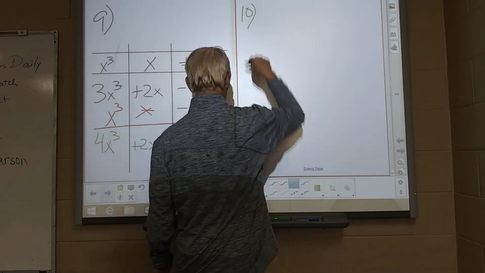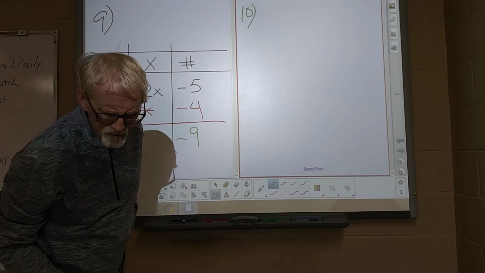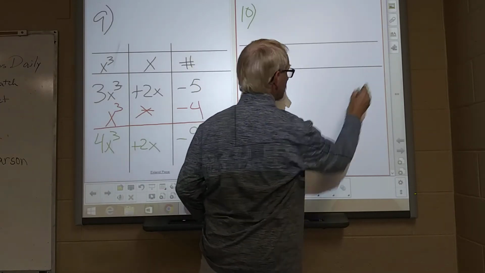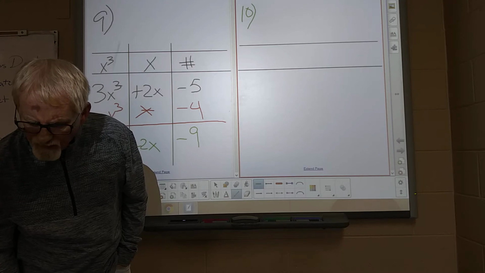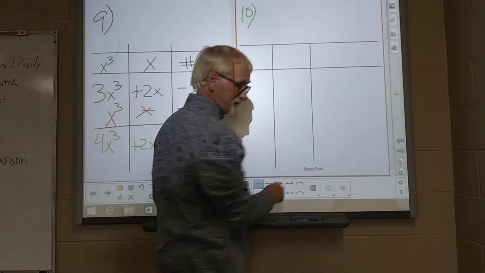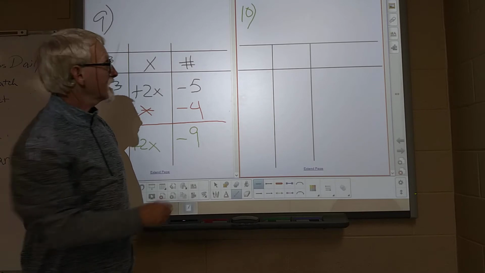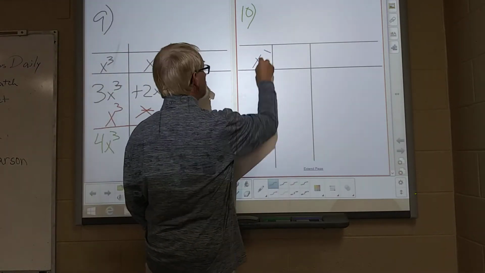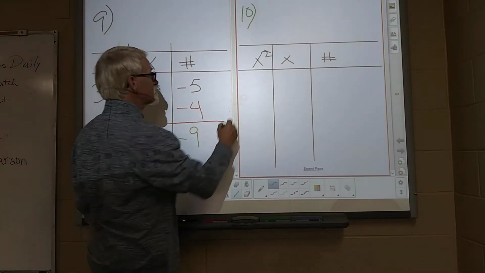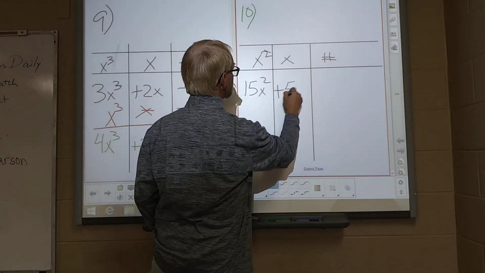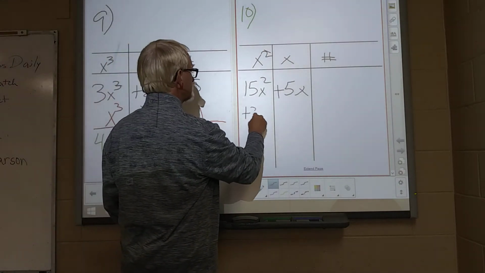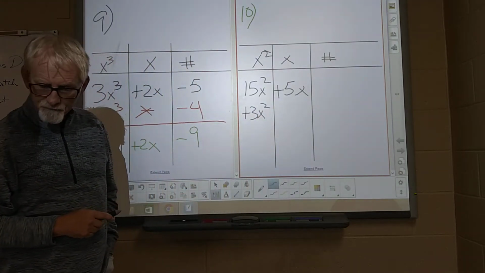Let's do 10. So 10 is 15x squared plus 5x. Let's see how many columns we need to make here. We have x squared, x, and numbers. So we have 15x squared plus 5x, and then plus 3x squared, and minus 3.